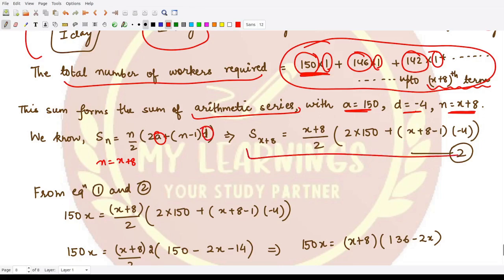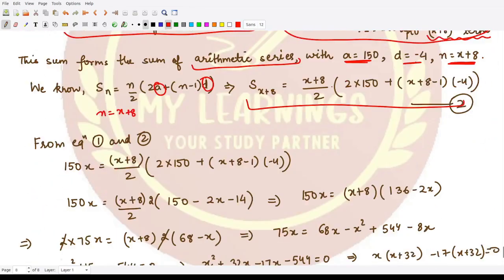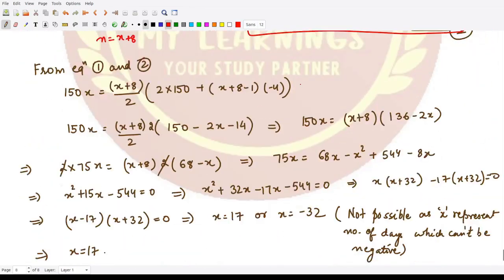Now this is equal to 150x, as I have told you. So you can equate both of them, and once you equate them, you will have an equation in x. So you can solve for the value of x. Once you know the value of x, x plus 8 would be your answer. Remember, x plus 8 and not x would be your answer. So you can solve for it.